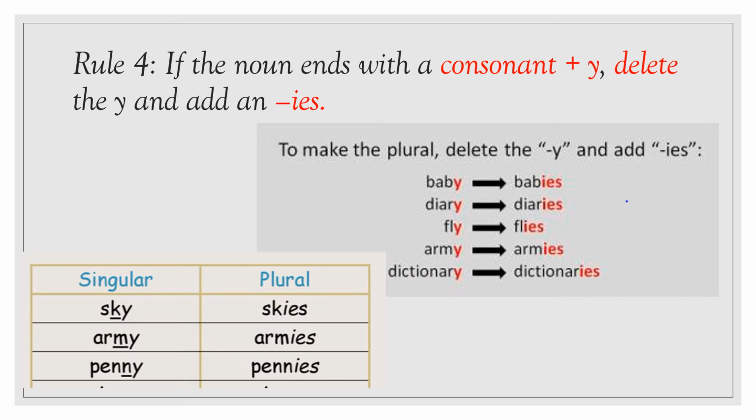So this is a very important rule, so you have to watch what comes before the Y. If a vowel comes before the Y, then you just add an S. If a consonant comes before the Y, then you would have to delete the Y and add an IES.